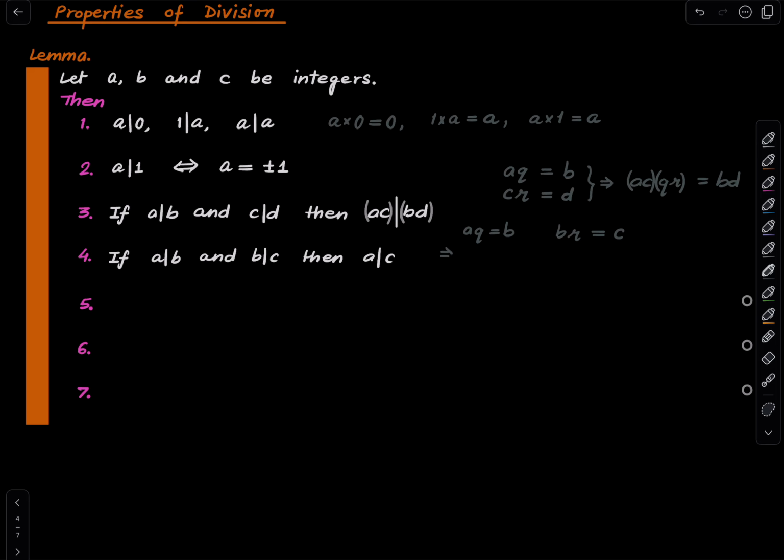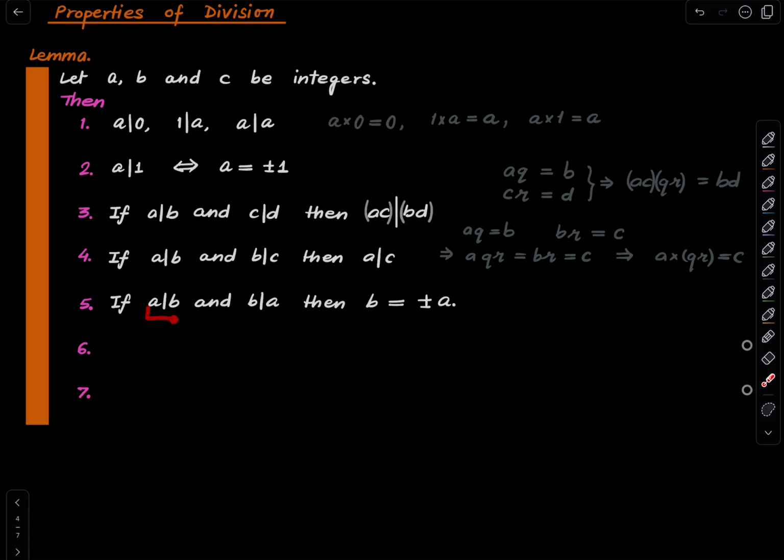Now we multiply the first equation by R on both sides. So we get this. But what is BR? BR is C. So this shows us that A times QR equals C, and therefore A divides C. Okay.